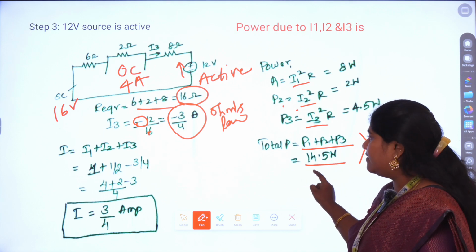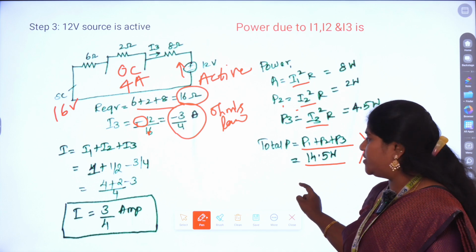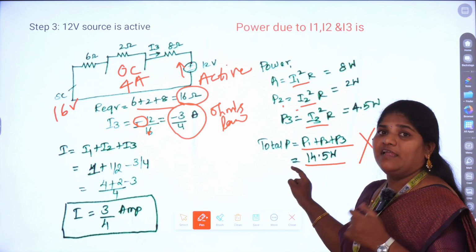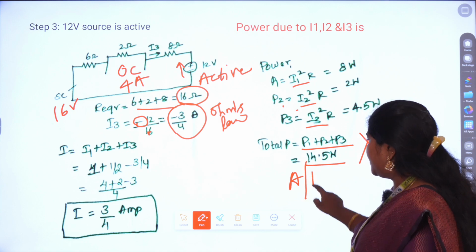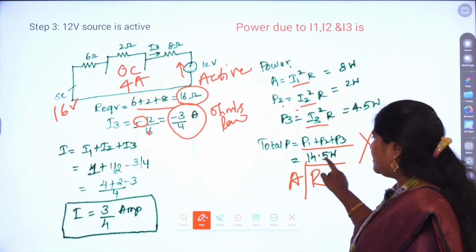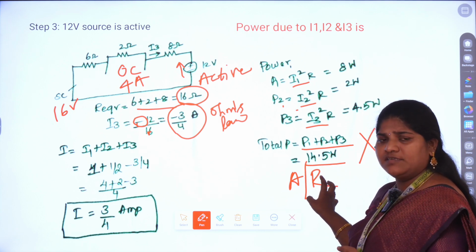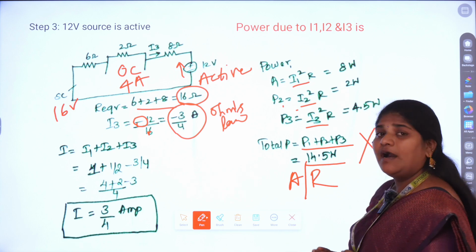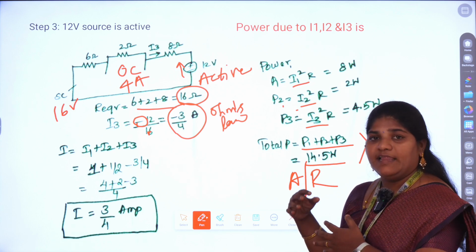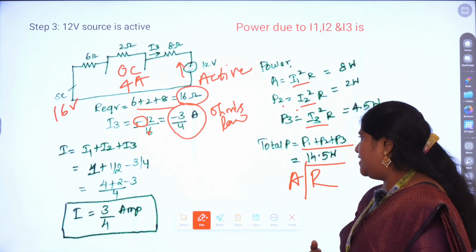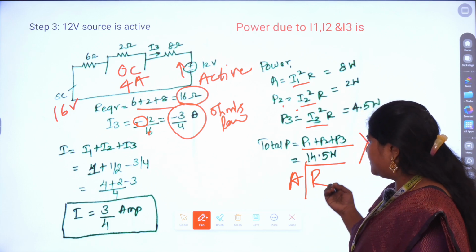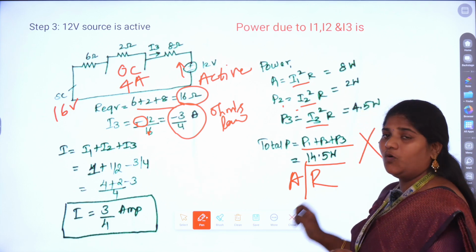So this is where the limitation lies. We need to check how this limitation can be understood. This is the place where I have to call it assertion and reason. Assertion, reason: this is wrong because power never gets added up algebraically. So I am going to leave this as a topic for your understanding. Kindly check why this particular thing does not hold good.